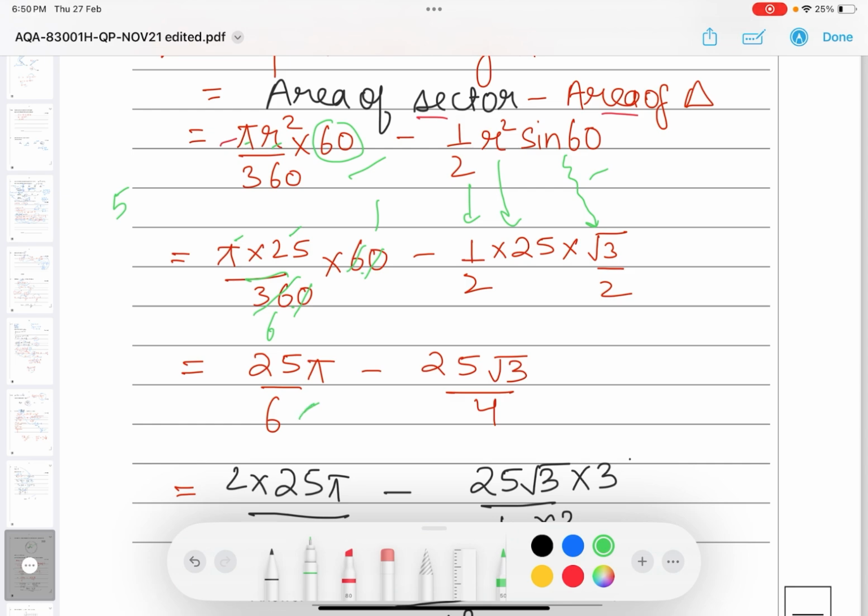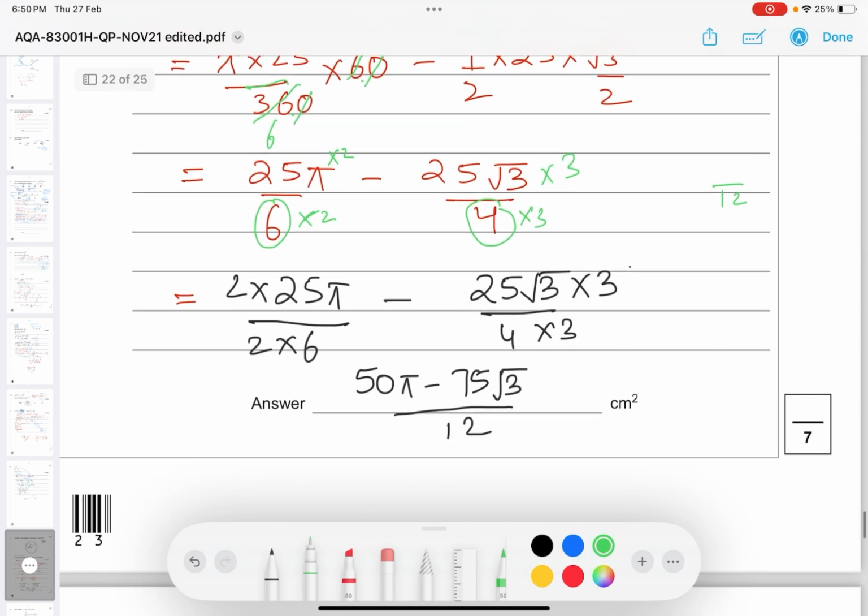Just make the denominator the same. Multiply this by 2, the above one also by 2, because the LCM of 6 and 4 is 12. So we'll make both of them 12, and this by 3 and the above also by 3, which will result in (50 pi minus 75 root 3) whole upon 12.